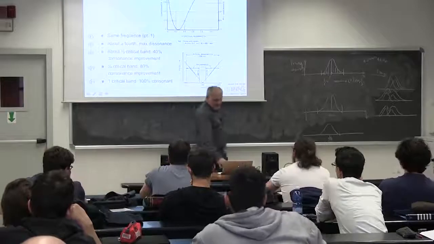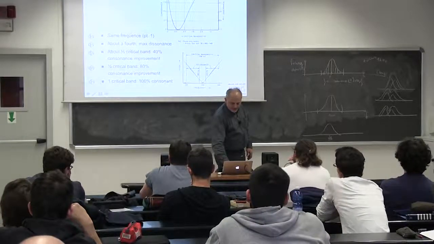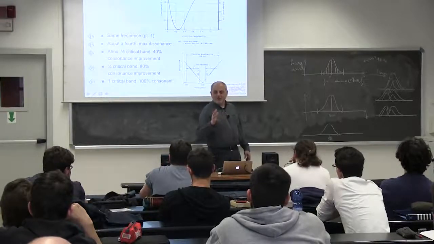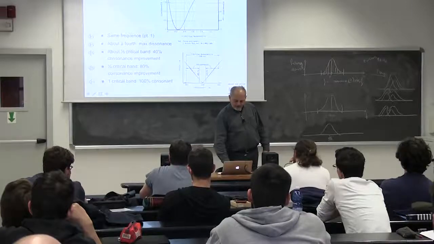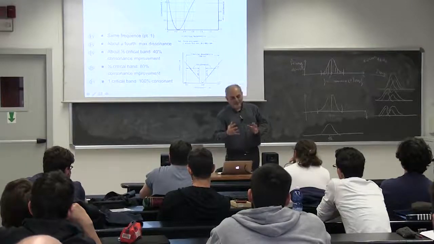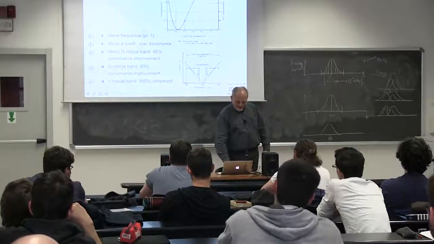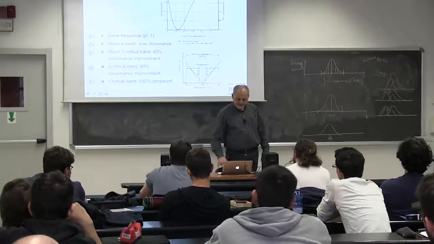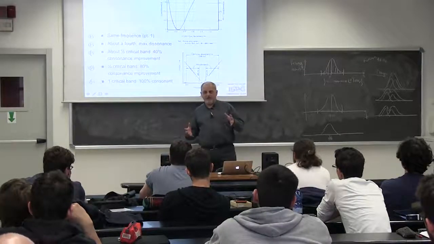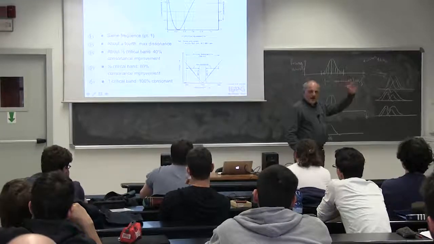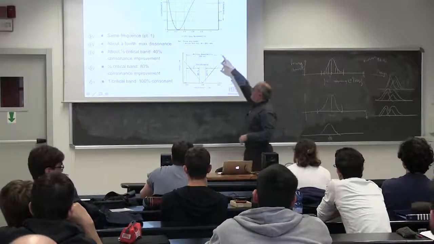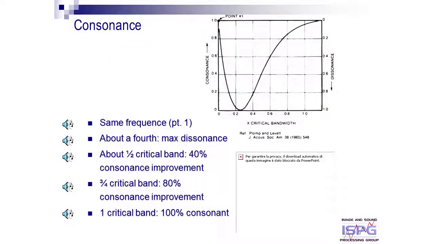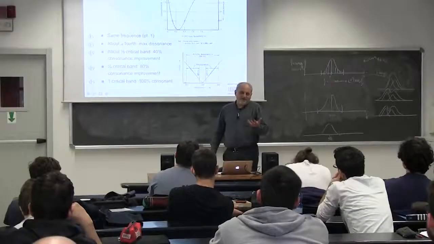So let me play the half critical band. A little off, but it's about one tone. Three quarters of a critical band. It's a minor third, but not high enough. And one critical band is 100% consonance, which in this case is more or less one minor third. So you go from 100% consonance when they correspond to each other, to maximum dissonance here, which is half a tone, all the way back to perfect consonance, which corresponds to the minor third.